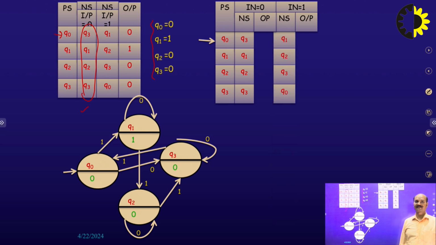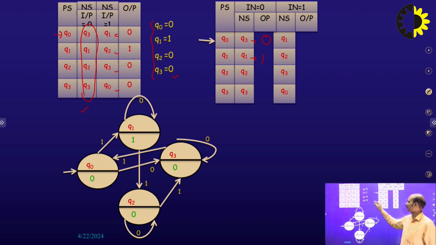And what is the next state if input is 1? That is Q1, Q2, Q3 and Q4. So we write here, what is the output it produced? That Q3 state is represented as a 0. So we write here 0. What is the representation of Q1? Q1 represented as a 1. So we write here 1.